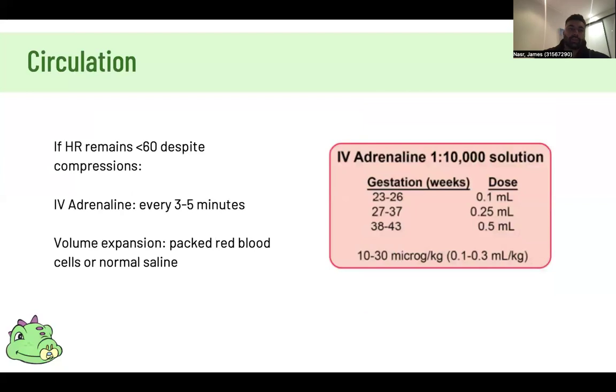Circulation. So if the heart rate remains less than 60, sorry, despite your compressions, you'd move on to IV adrenaline, and that can be given every 3 to 5 minutes. It's given in your 1 to 10,000 solution for IV, and then your dosing, I doubt you would need to know, but just for reference, it's there. And the main other thing to consider would be volume expansion. So either through packed red blood cells or just normal saline.